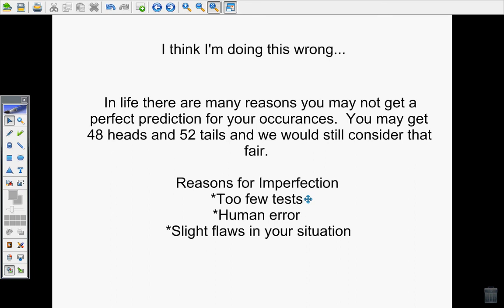More likely than not, though, the reason that you're getting something different than what you would predict in a perfect probability situation is because we're not spinning it often enough. We have too few tests, or human error, we're always kind of biasing it in one way based on our actions.